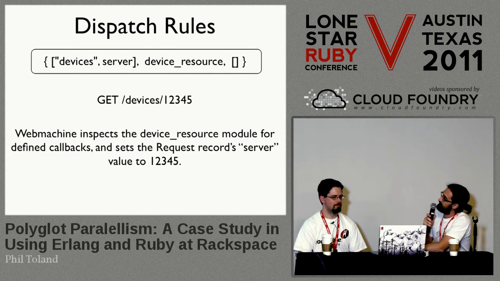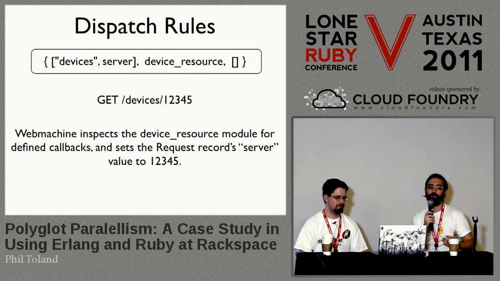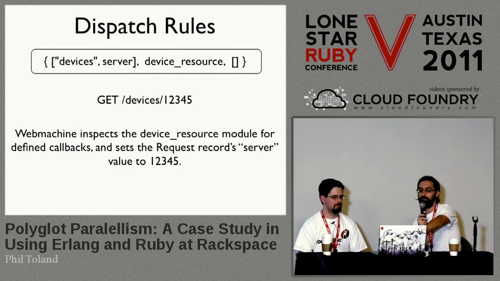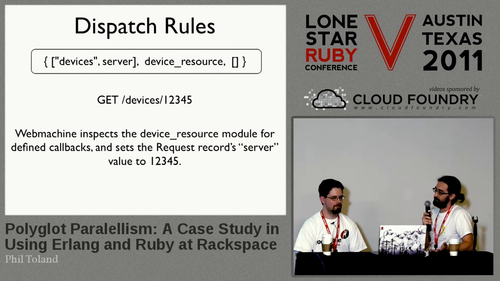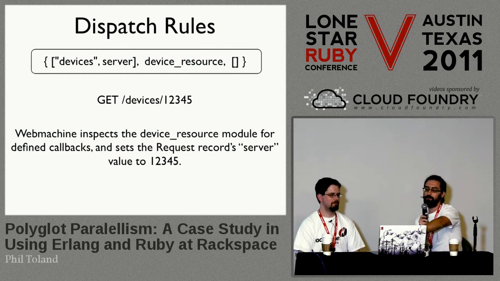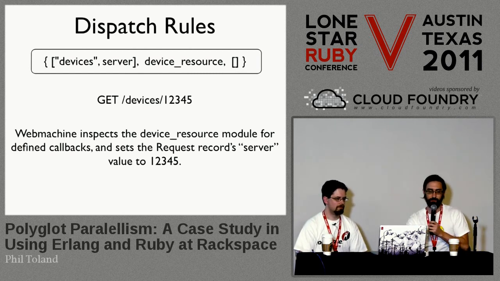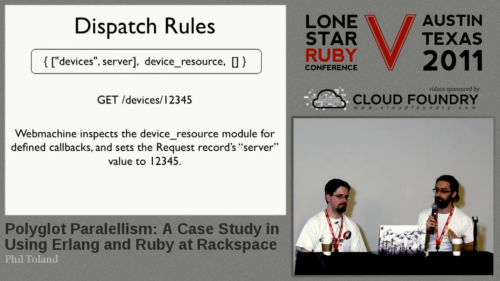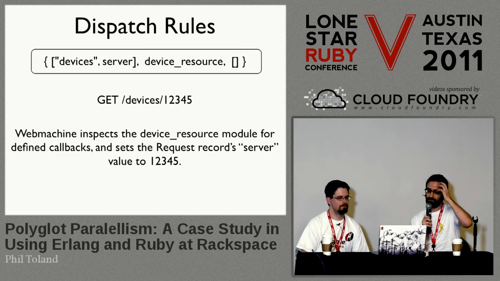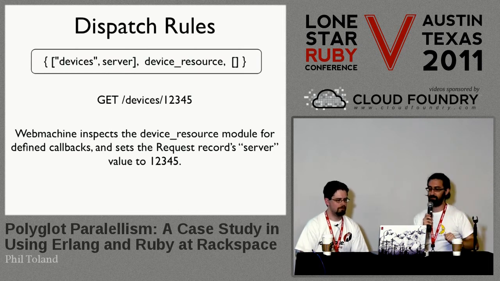The first element, devices and server, is basically matching a URL. In this case, it'll match, as in the example below, GET devices 1, 2, 3, 4, 5, and the server atom or variable will be bound to the value 1, 2, 3, 4, 5 in that URL. The second element is the resource that you want to handle the request, and the third are default arguments to the resource. So when a request comes in that matches that dispatch rule, Web Machine inspects the resource module for defined callbacks and just starts calling them.